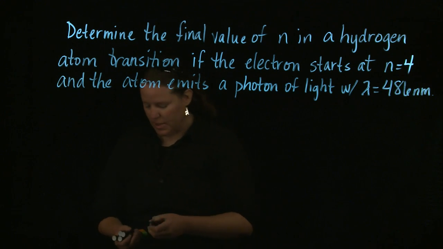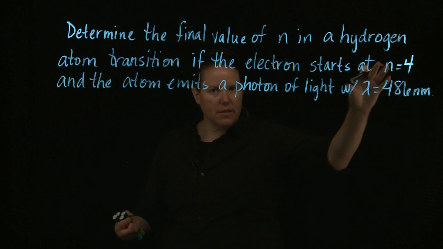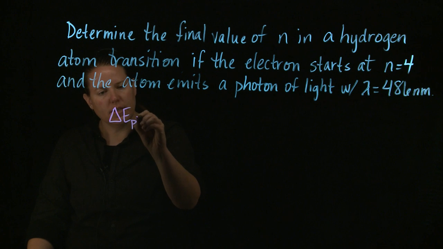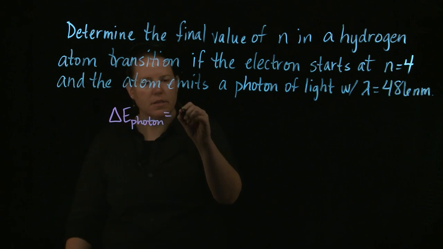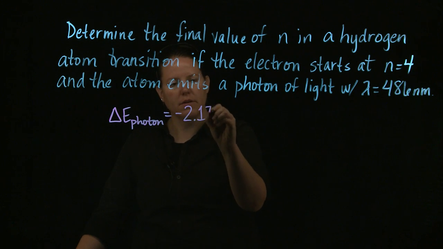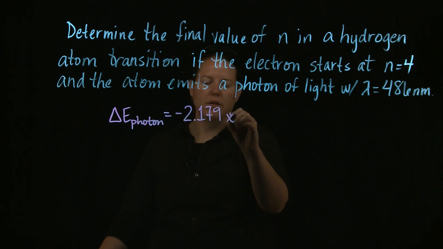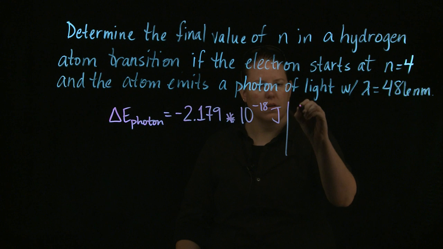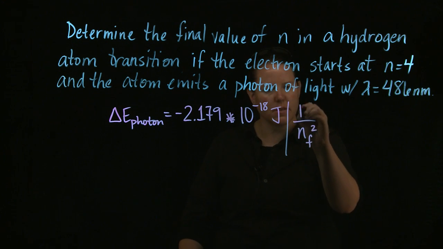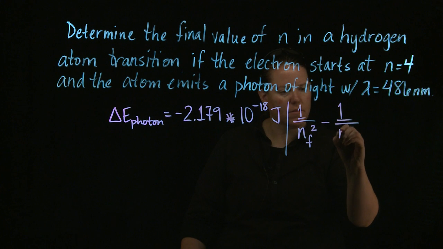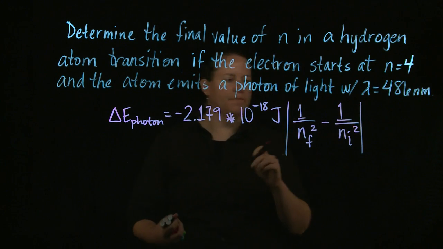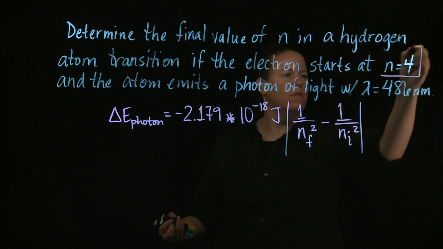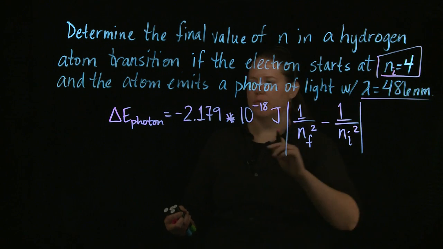Now, looking at this, when we want to relate anything to N's, we're going to be using the Rydberg equation. The one I particularly like is the energy of a photon is equal to negative 2.179 times 10 to the negative 18th joules times the inverse difference of the squares. How's that for fun? All right, so looking at this, we have the initial N, and then we have a wavelength, and this is an energy.